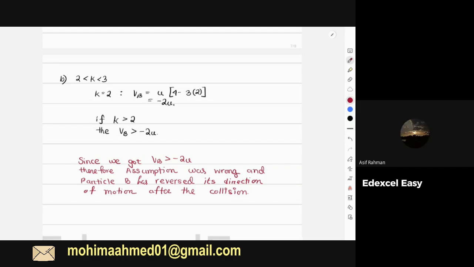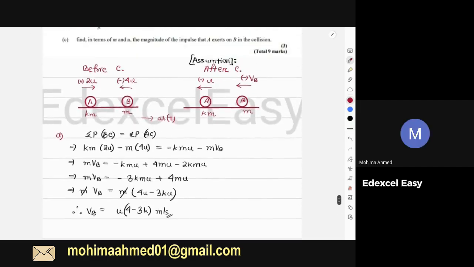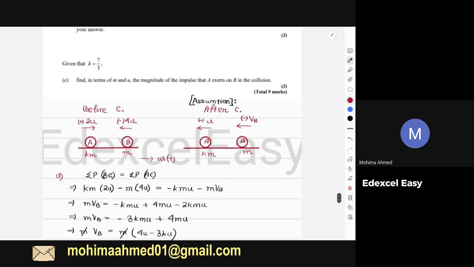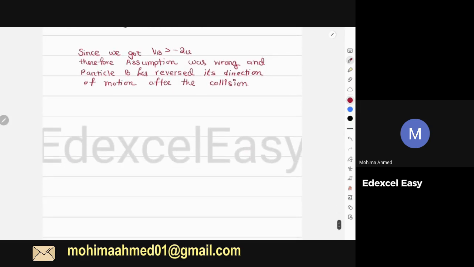Now, after this, in part C, it says that the value for K is given as 7 over 3, and you need to find, in terms of M and U, the magnitude of the impulse that was exerted on B. That means what? You have to use the information for B now. So, for part C, this is particle B before collision.